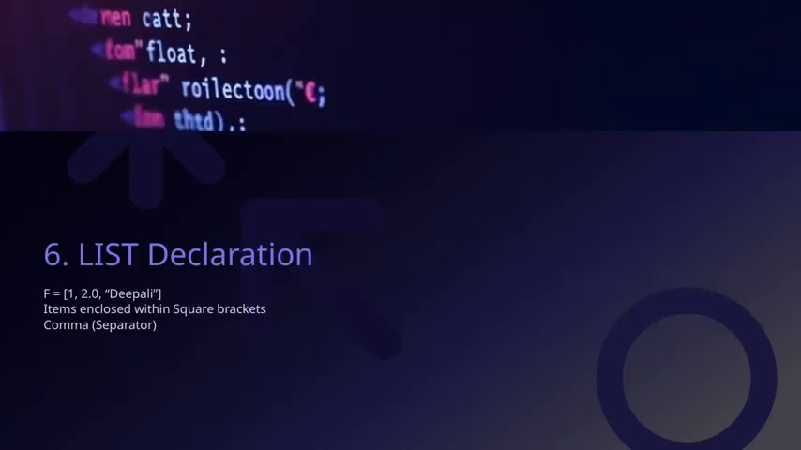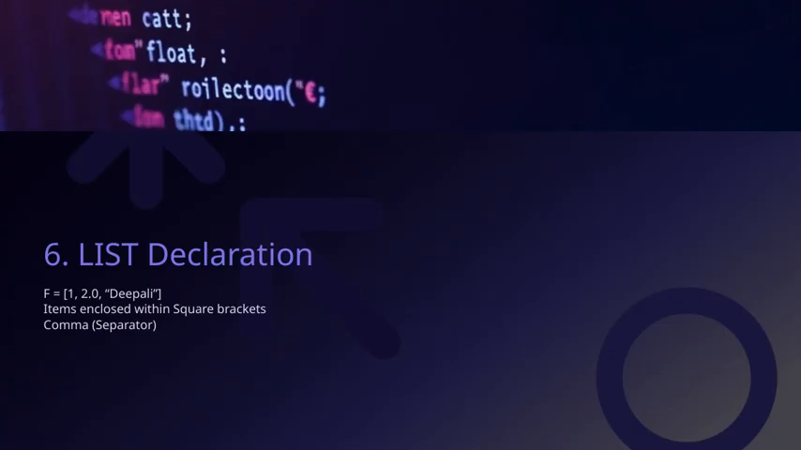Now, let's take a closer look at the list declaration. In this example, f is a list that contains 3 different items: the number 1, the number 2, and the name Deepali. Notice that all these items are enclosed within square brackets, which is a key feature of list notation in programming. The items are separated by commas, acting as delimiters to distinguish each element within the list. This structure allows us to store multiple related items together in a single variable.